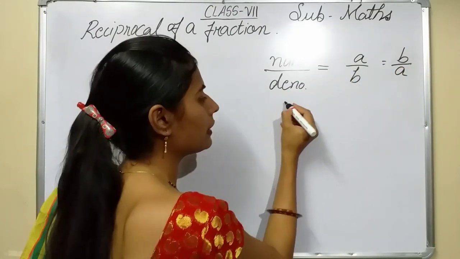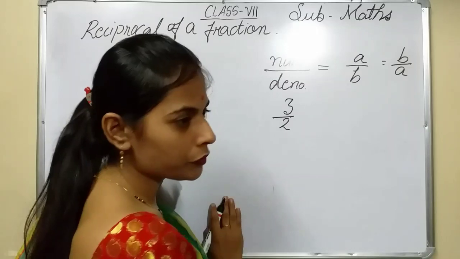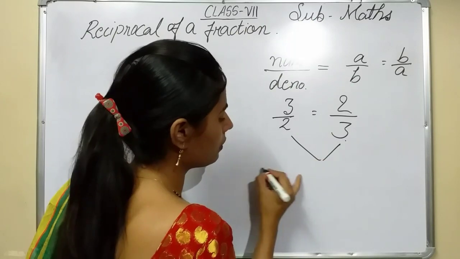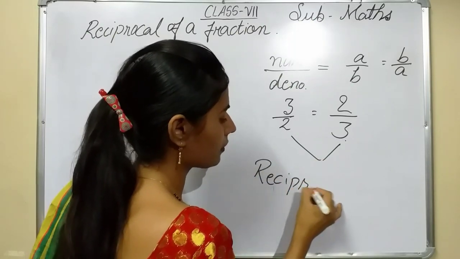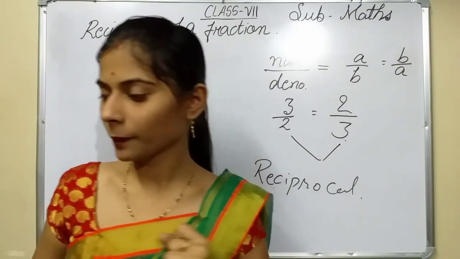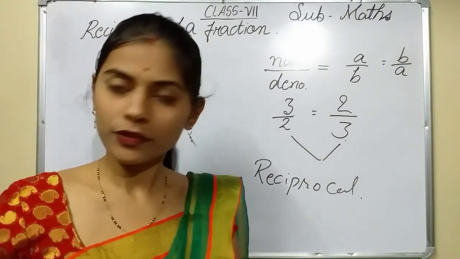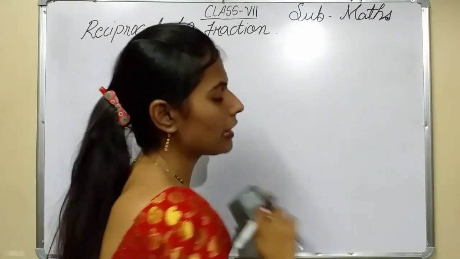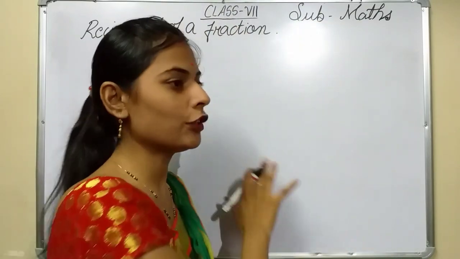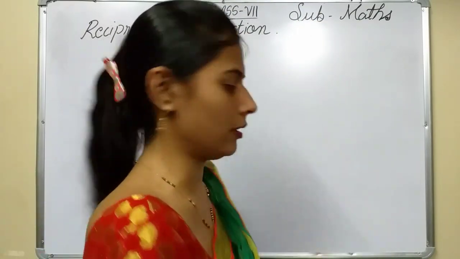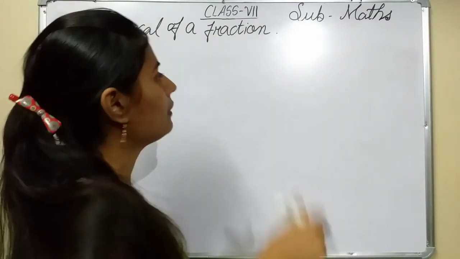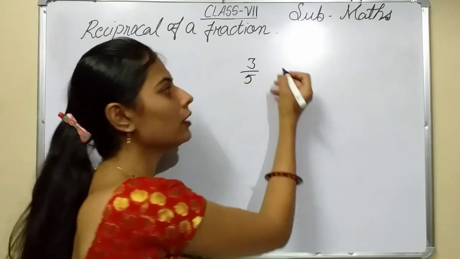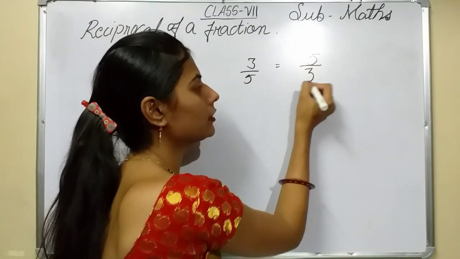Whatever number is given here, if it is 3/2, then you interchange it and it becomes 2/3. That is known as the reciprocal. We will do some examples so that you understand the reciprocal of a fraction. You just have to remember, if we interchange the numerator and denominator, it becomes the reciprocal. One example: 3/5. If we change it into a reciprocal, it becomes 5/3.